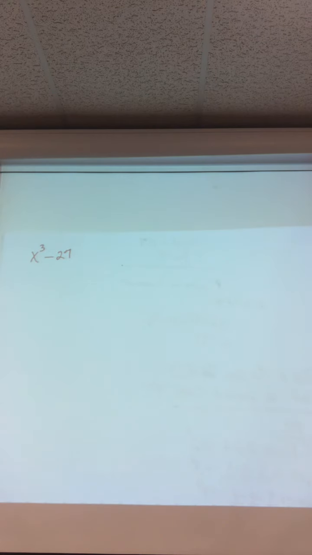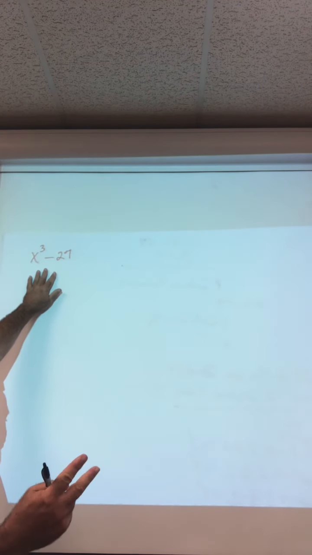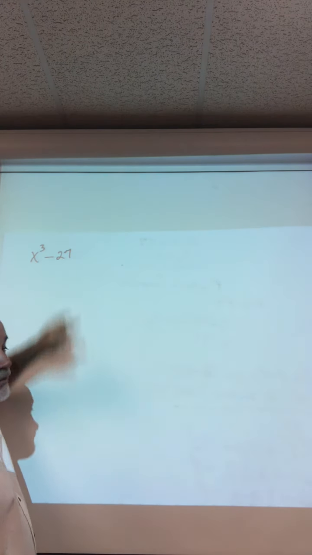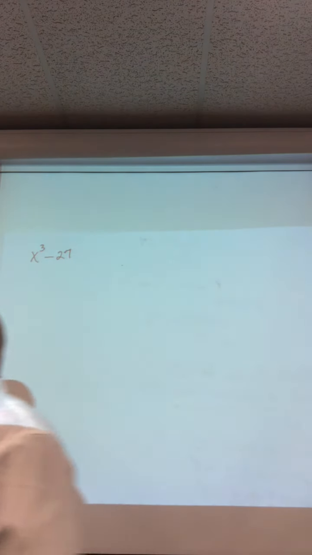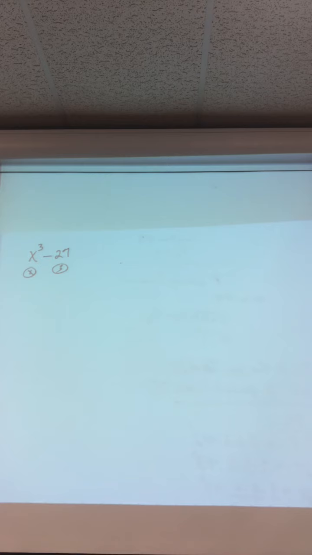Okay, let's back up. Does this have a GCF? No. Is it the difference of 2 perfect squares? No, because these aren't perfect squares. Is this the difference of 2 perfect cubes? Yes. X times X times X, so that's a perfect cube. 3 times 3 times 3, that's a perfect cube. And you don't have to put the 3 under there, I just usually do it. And it's okay if you write it 3 to the 3rd.